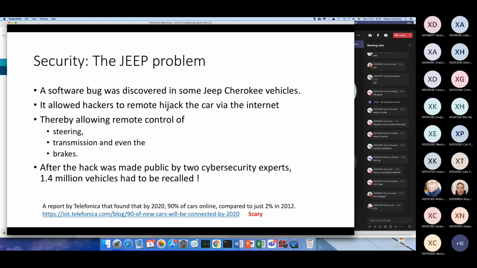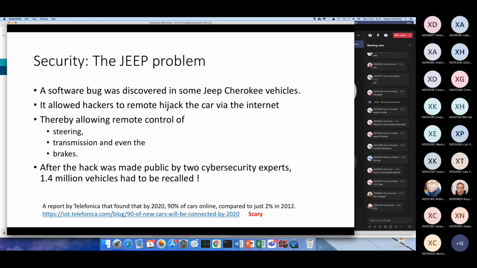Our friends in Jeep had a bug in their vehicles. As we said, cars are a good example of how IoT stuff has evolved over the years. Well, the lads had a bug. No big deal, every piece of software has a bug. Well, this particular one, unfortunately, allowed people to remote hack the car and allow remote control of the car. So as you can see, you can have serious issues there.